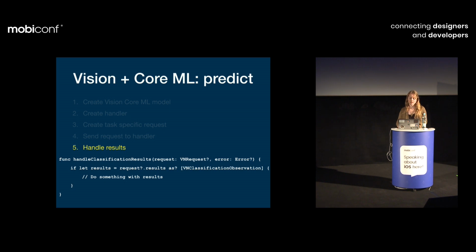So yeah, this is going to come back as an optional array of VNClassificationObservations, and we'd want to do something with the results. So maybe in our case, we want to show them that it detected a border piece and then tell the user what that piece is capable of doing in the game. So it helps them with gameplay.